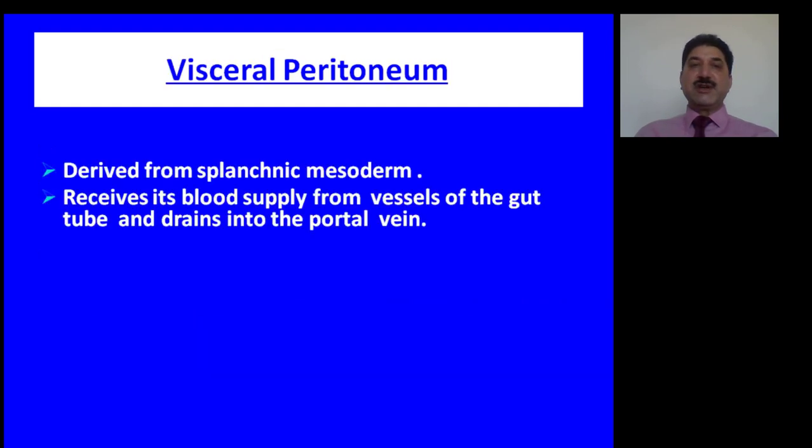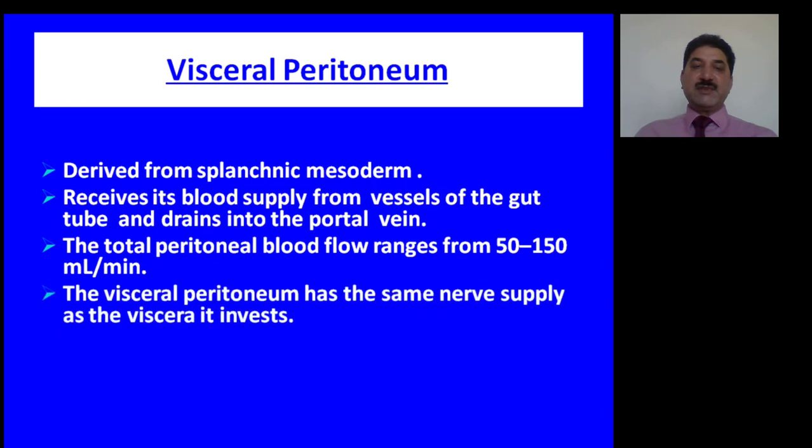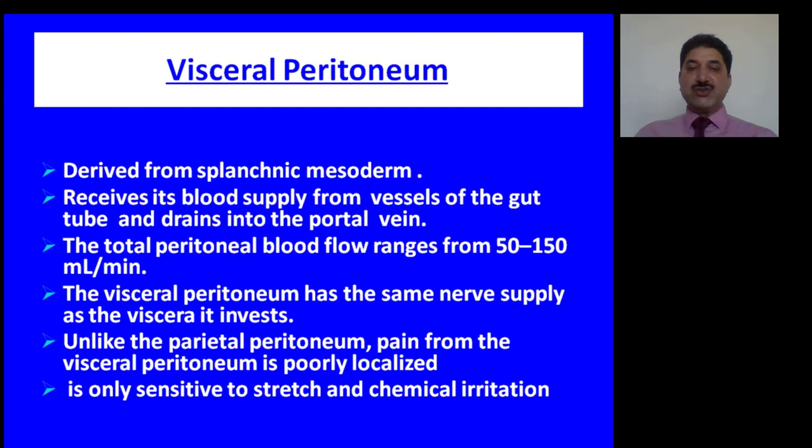Visceral peritoneum is derived from splanchnic mesoderm. So it receives its blood supply from vessels of the gut tube and drains into portal vein. The total peritoneal blood flow ranges from 50 to 150 ml per minute. The visceral peritoneum is supplied by the autonomic nerves, so is pain insensitive. Unlike parietal peritoneum, pain from visceral peritoneum is poorly localized. It is only sensitive to stretch and chemical irritation.